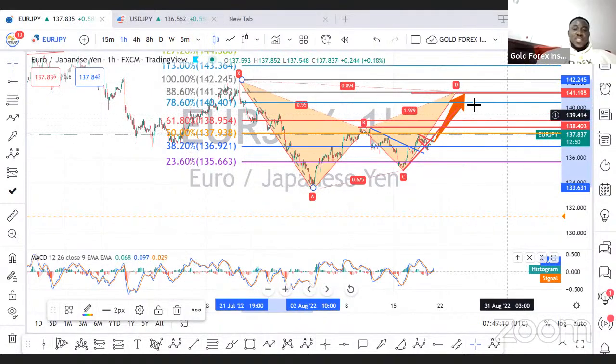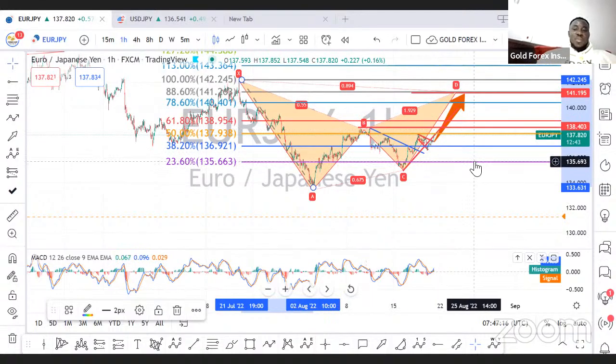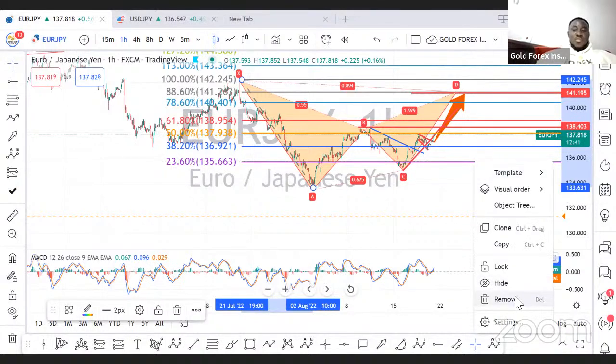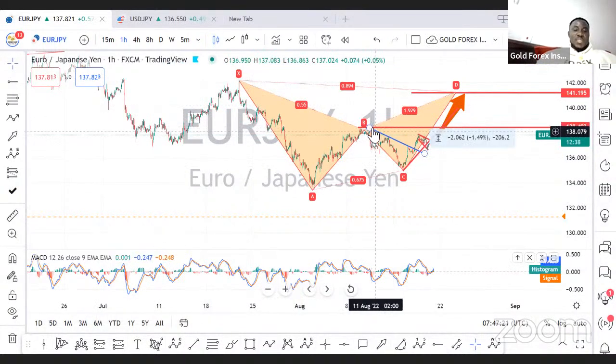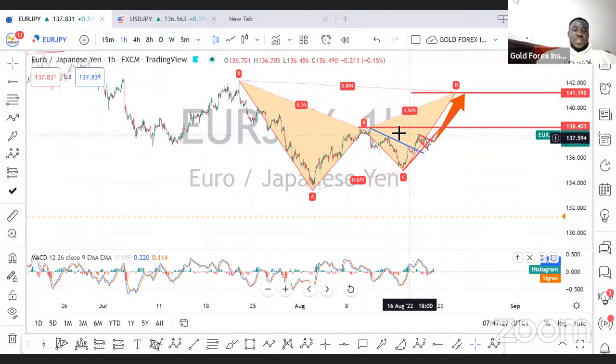Now, so we have 50. That means that it's going to 88.6. The B is able to determine harmonic patterns that will work or will not work. So the B is very, very important in harmonic trading. Okay, so the first take profit was supposed to be here. From here, the first take profit is here. The second take profit is going to 88.6. There is an AB equals CD, and so it's going to 88.6. So look out for that.